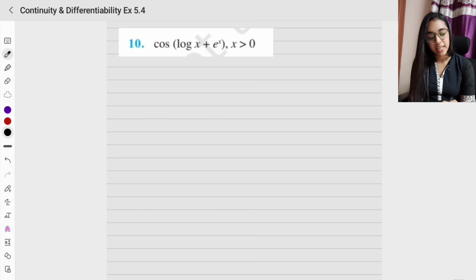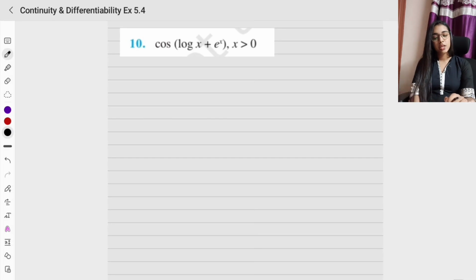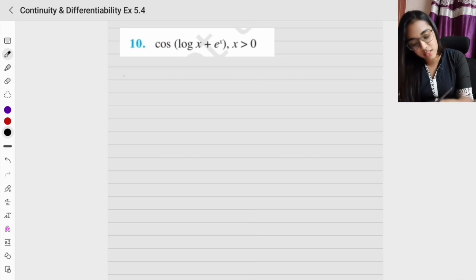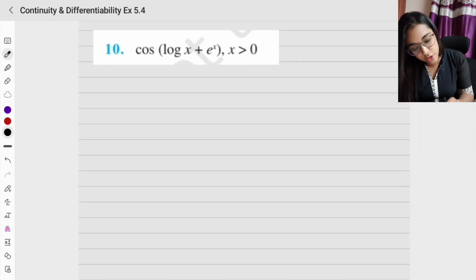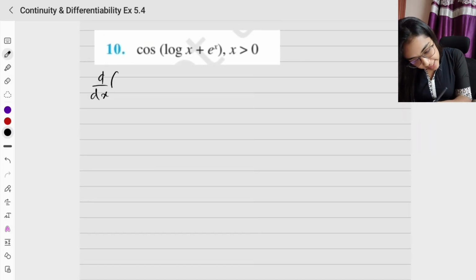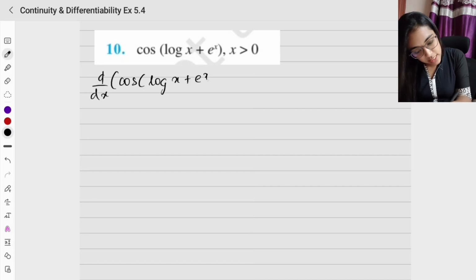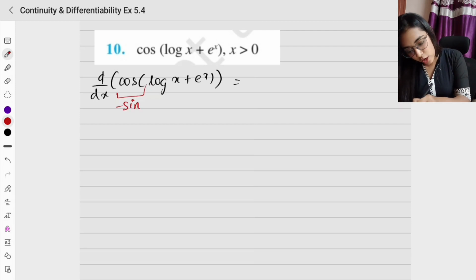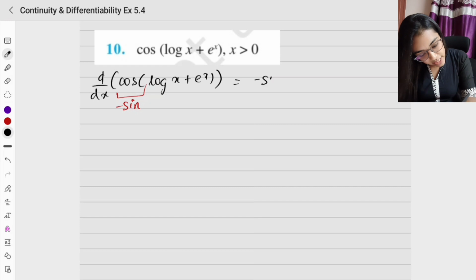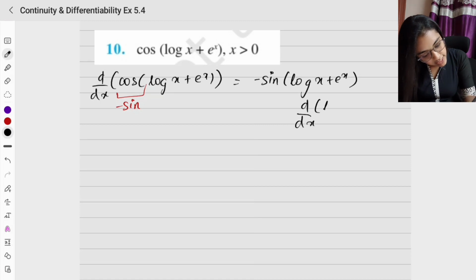Question number 10, last and the final question of the exercise. Cos of log x plus e to the x. இங்கேயும் 2-3 function இருக்கு. So what is this going to be? d by dx of, first cos க்கு கண்டுபிடிக்கணும். So I write the question: cos of log x plus e to the x, the derivative of cos is minus sine of x. So this is going to be minus sine of log x plus e to the x. I need to do d by dx of the function that is inside. So log x plus e to the x.